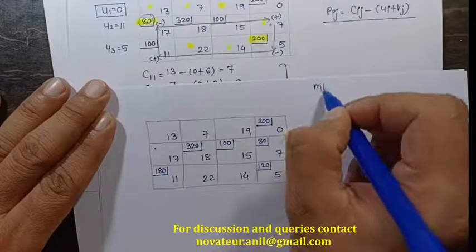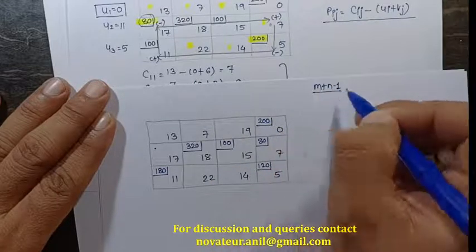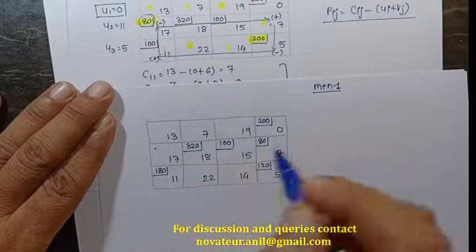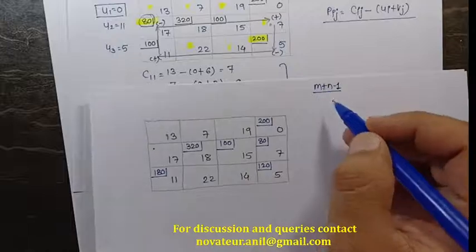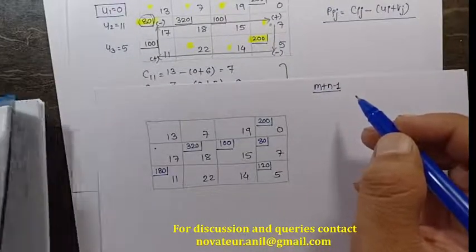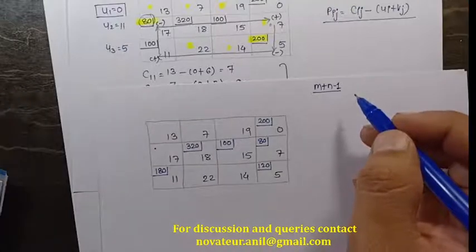Check for the condition of m plus n minus 1, that is a condition of whether it is degenerate or not. So 1, 2, 3, 4, 5, 6, so it is not degenerate, where m is equal to rows, n is equal to number of columns, and minus 1, that is equal to 6, so this is not a condition of degeneracy.